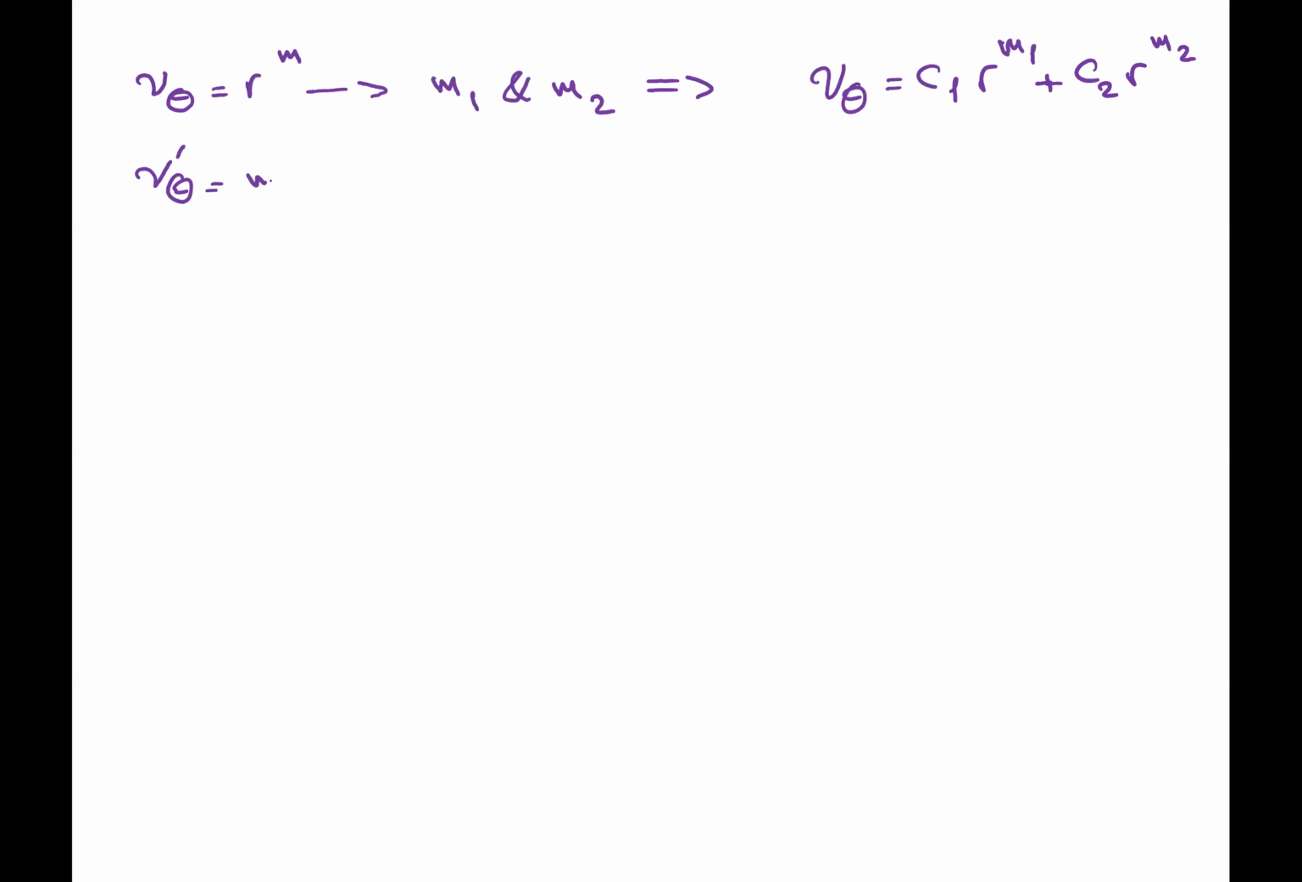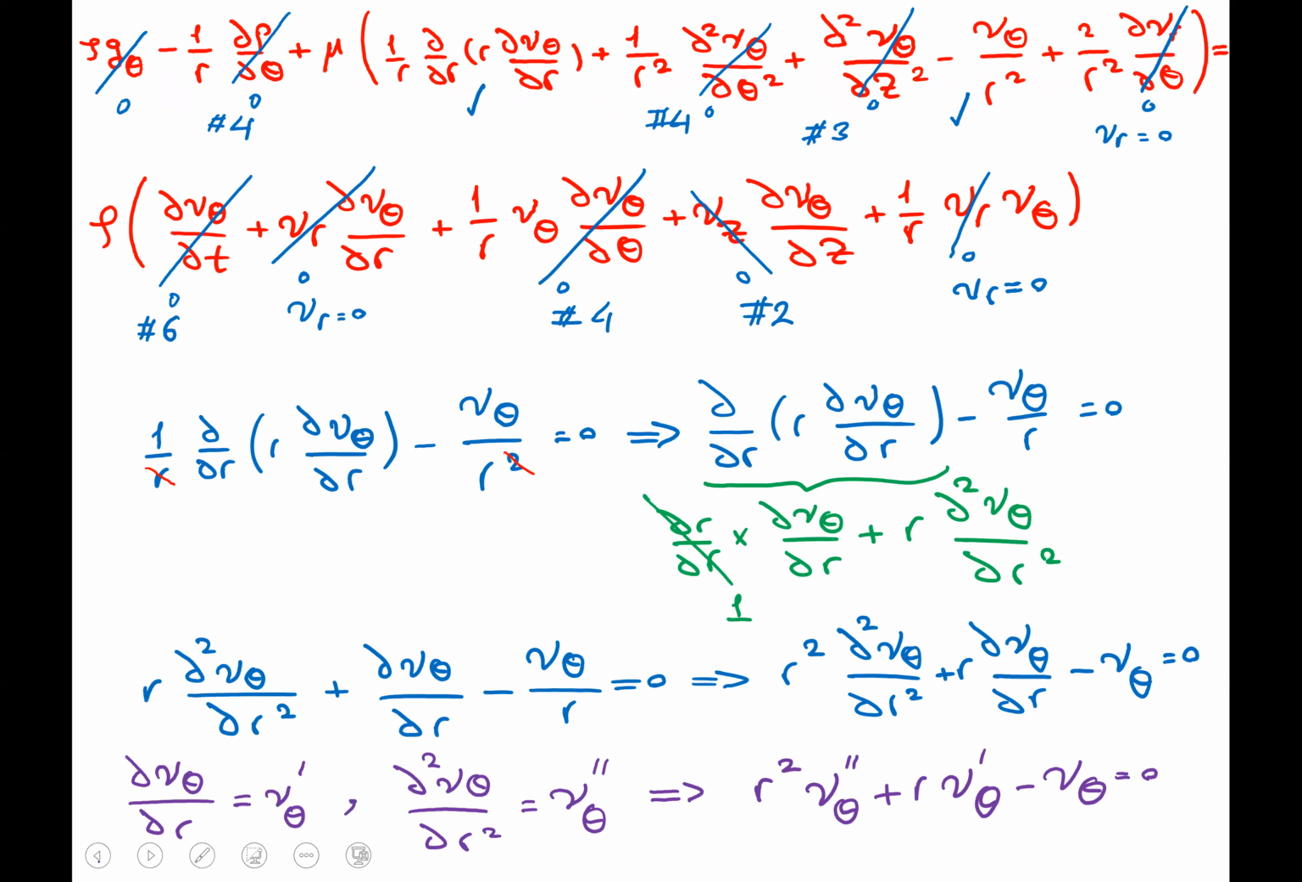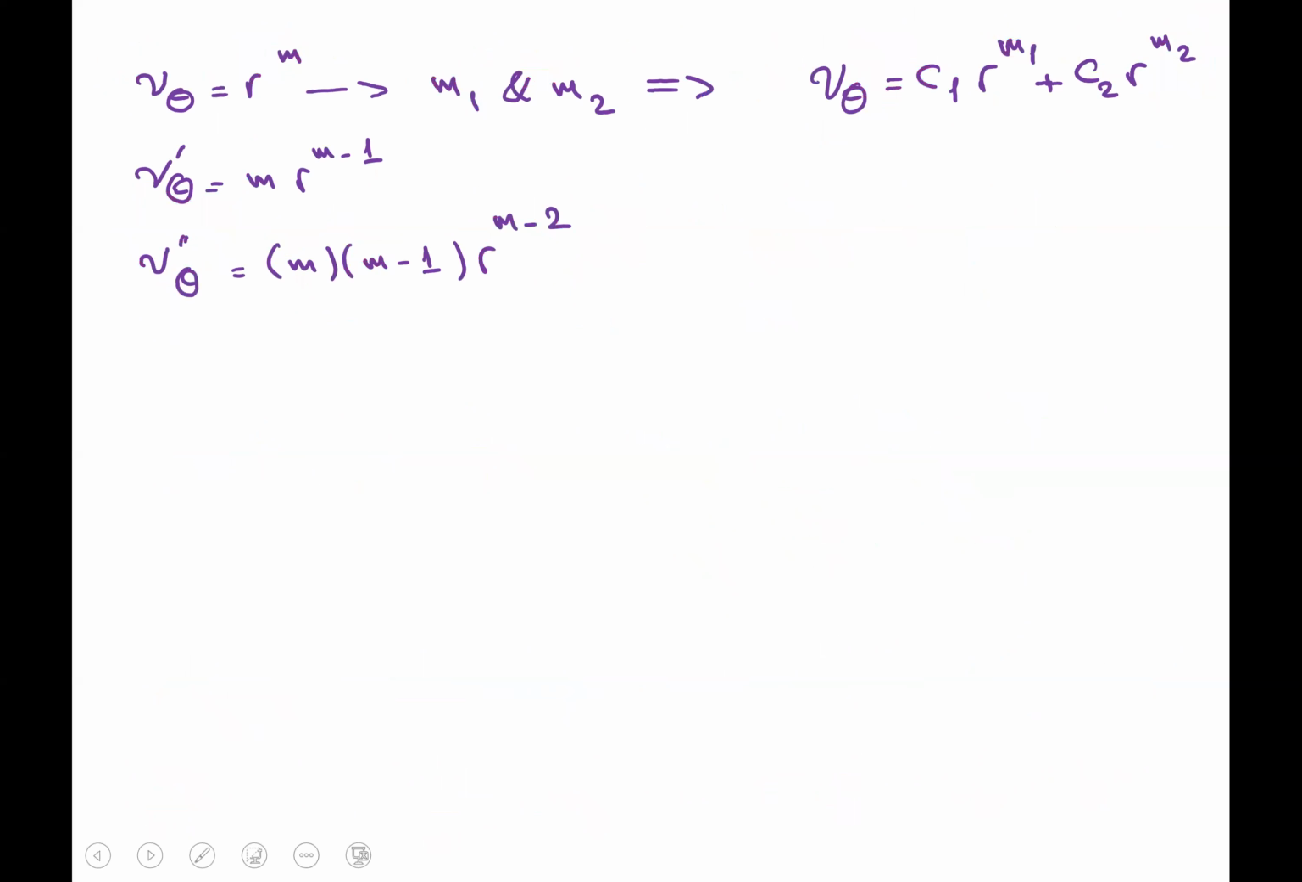So if we do that, if v theta is r to the power of M, then v prime theta is like M r to the power of M minus 1, and then v double prime theta is like M times M minus 1, and then r to the power of M minus 2, okay? So we substitute these into that differential equation that we have here, okay? So it's like r squared times v double prime theta, right?